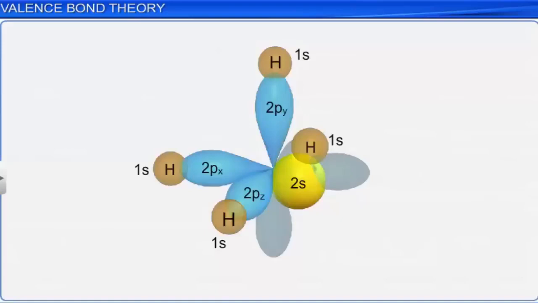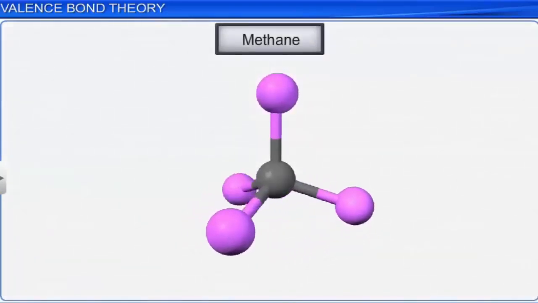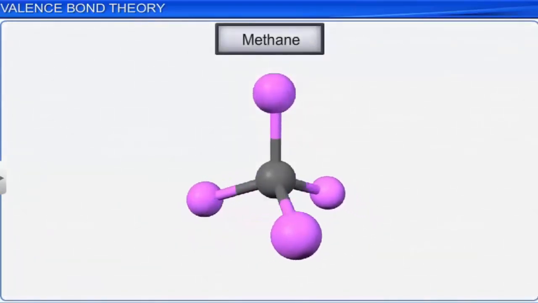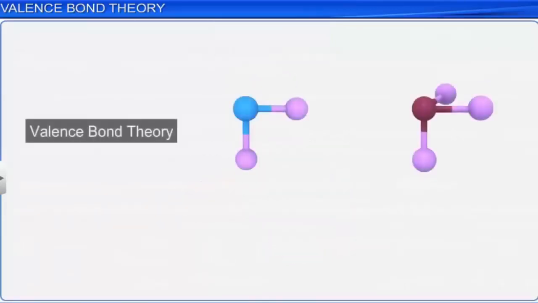But experimentally it is observed that all the 4 bonds are exactly identical in all aspects and are oriented at a bond angle of 109.5 degrees. Similarly, valence bond theory cannot account for the correct bond angles in water and ammonia.